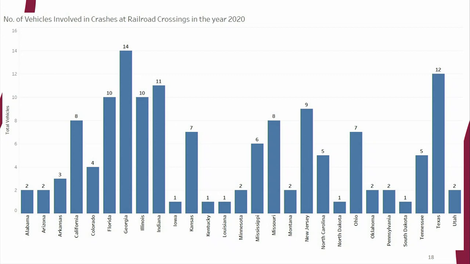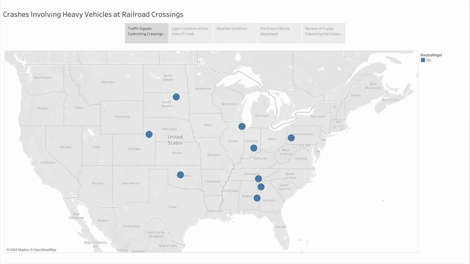This includes heavy vehicles and light vehicles; we didn't filter out any vehicle type for this particular graph. But we were interested in knowing if there were any heavy vehicles involved in a crash for the year 2020. So we filtered by vehicle weight, and we looked for vehicles that weighed beyond 26,000 pounds. When we put those filters on, we saw that there were 9 crashes that involved a heavy vehicle, and these 9 crashes happened at a railroad crossing where there was no traffic signal that controlled the crossing.